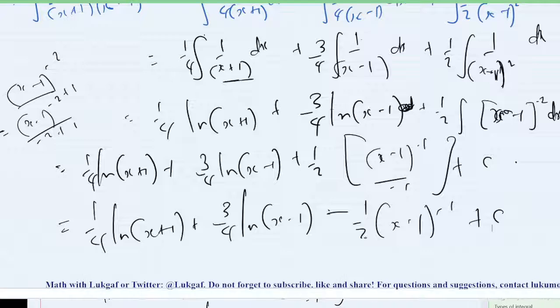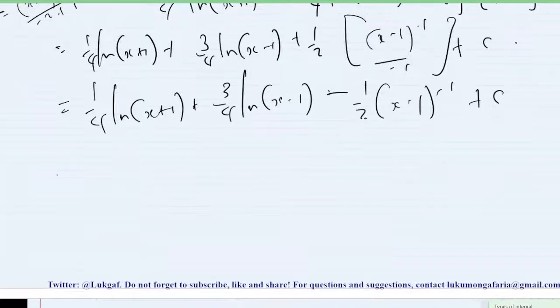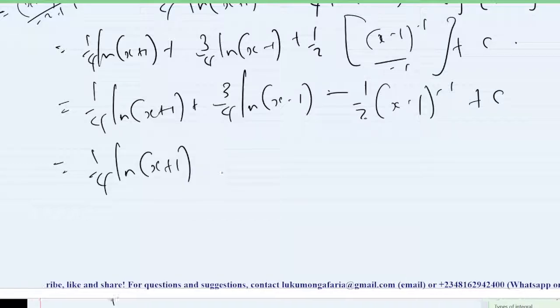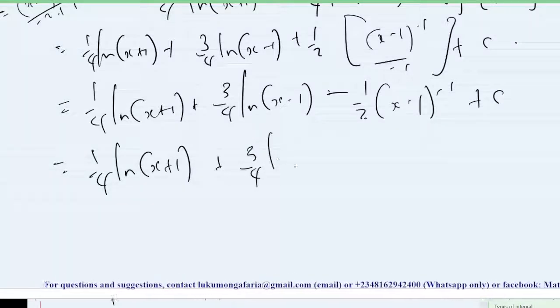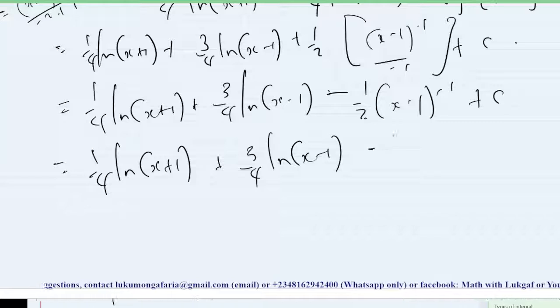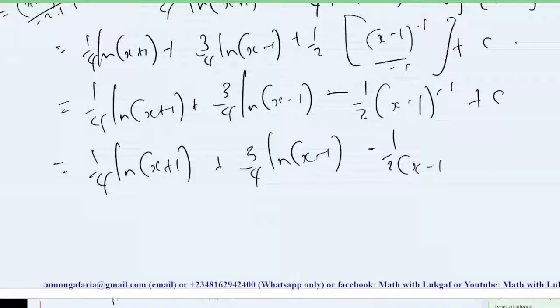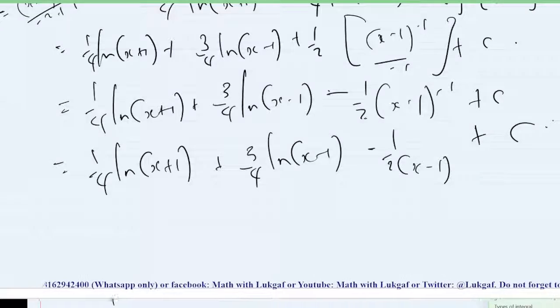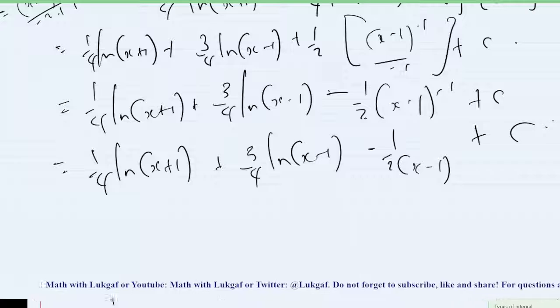And finally you can rewrite it. So this will give me 1 over 4 ln of x plus 1 plus 3 over 4 ln of x minus 1 minus half into 1 over (x minus 1) plus c. And that's the result. That's how you can resolve partially and solve integrals involving partial fractions.